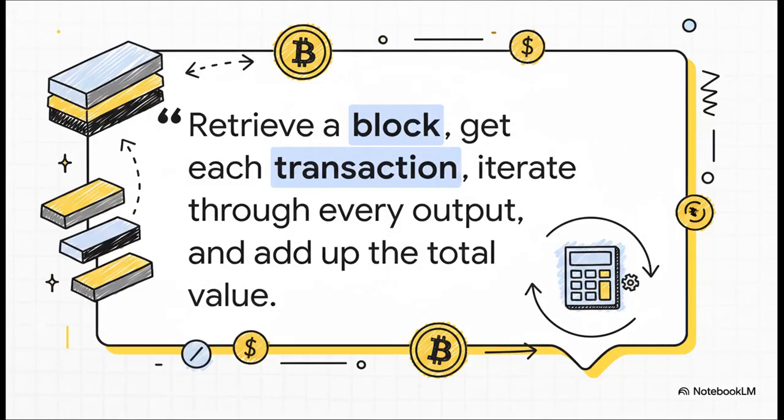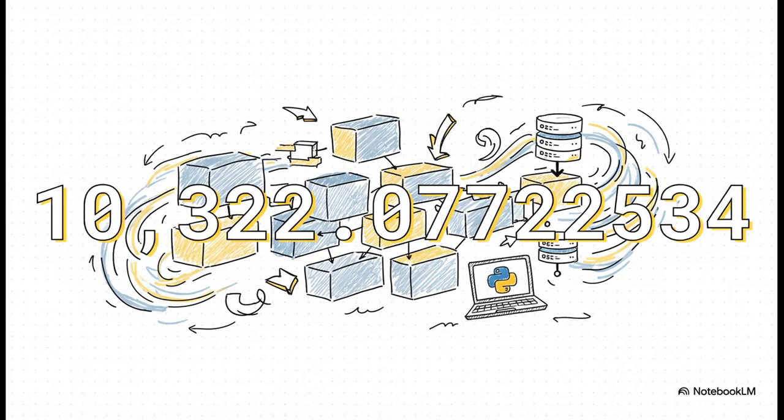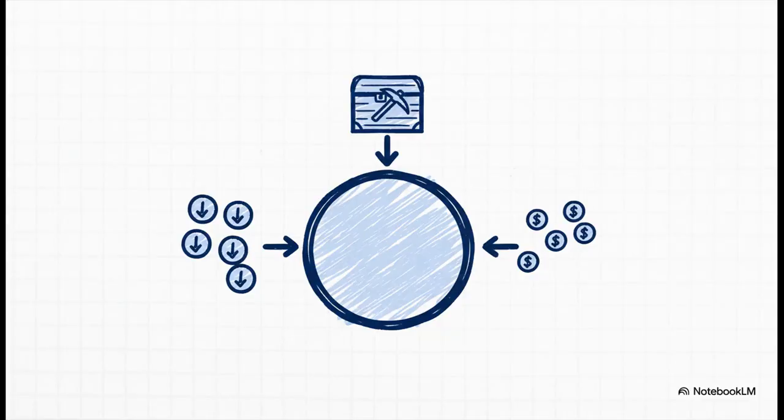Okay, time for the main event. Here is the script that solves our initial challenge. It might look a little more involved, but just follow what it's doing. It gets a block, then it loops through a list of all the transaction IDs in that block. For each ID, it fetches the full transaction. Then it loops through its outputs, adding the value of each one to a running total. Can you imagine doing this by hand? It would have taken hundreds of manual commands. And after all that looping and adding, our script spits out the answer in seconds. The total value of all outputs in that single block? 10,322 Bitcoin.